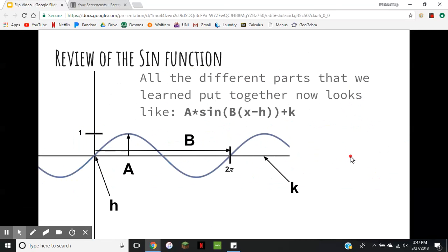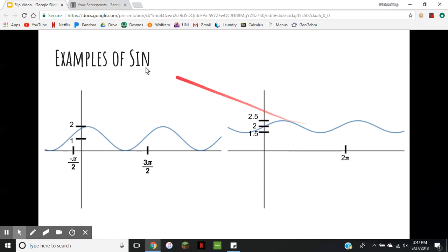This is what all the different transformations look like together: the amplitude, your period, your horizontal shift, and your vertical shift. Here are examples of the sine function. I'll give you a little bit of time to figure them out, but you may pause the video if needed.